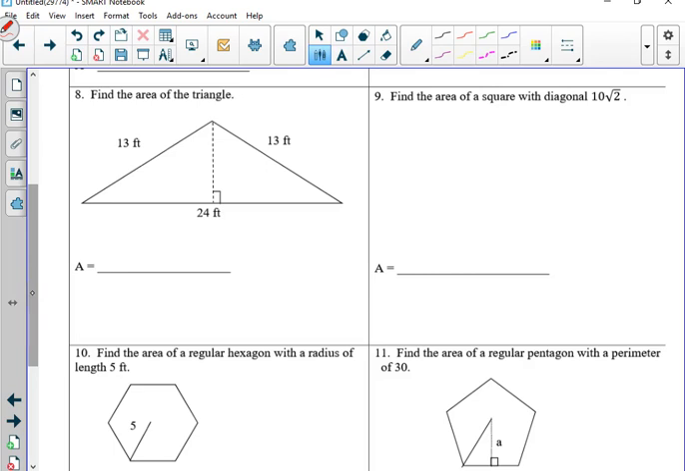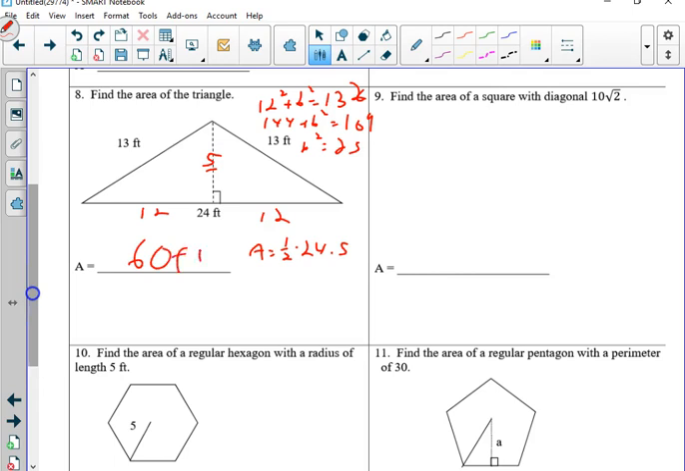Area of the triangle. Well, this is 24. We have 12 and 12. And then we do the Pythagorean theorem to find this. 12 squared plus b squared equals 13 squared. That's 144 plus b squared equals 169. B squared equals 25, which makes this 5. Area is 1/2 base times height. Half 24 is 12 times 5 is 60.